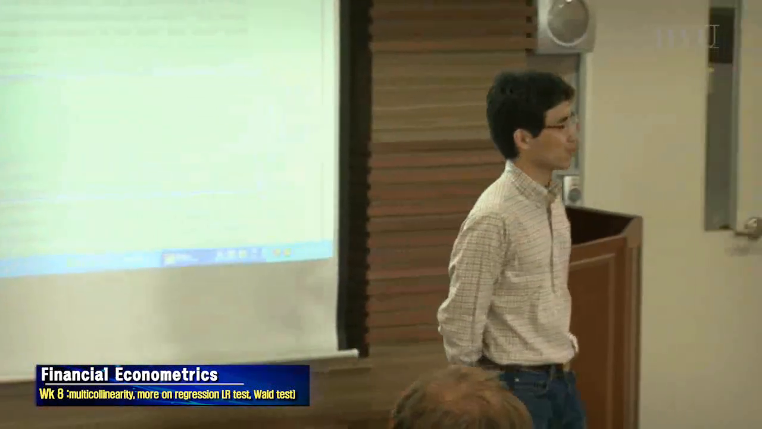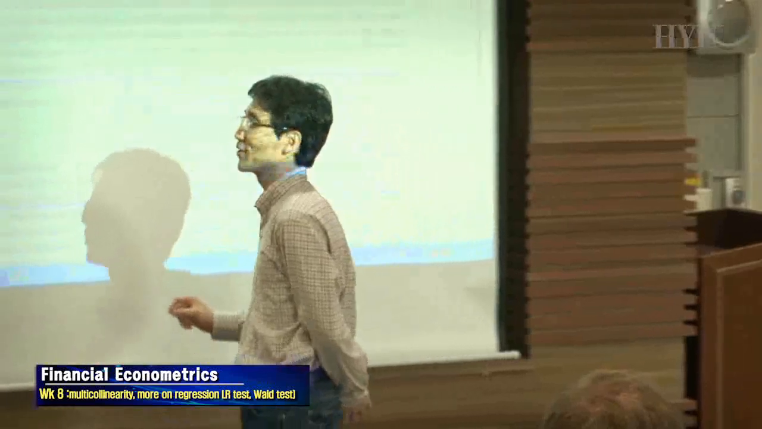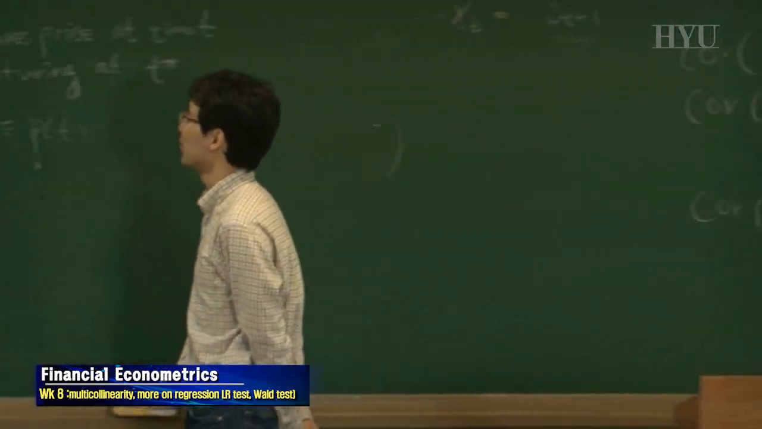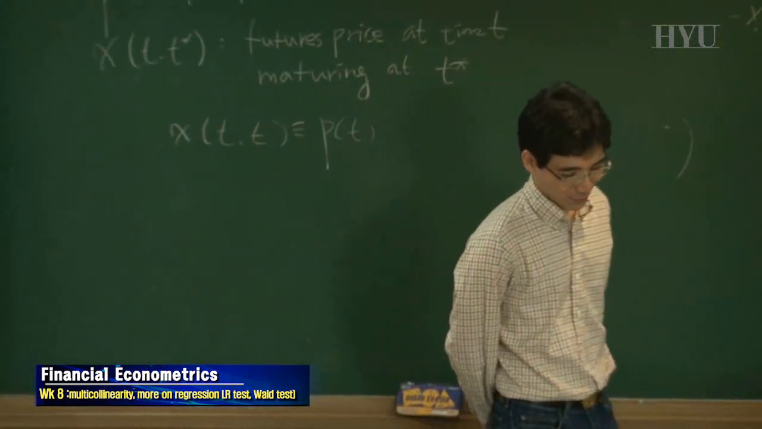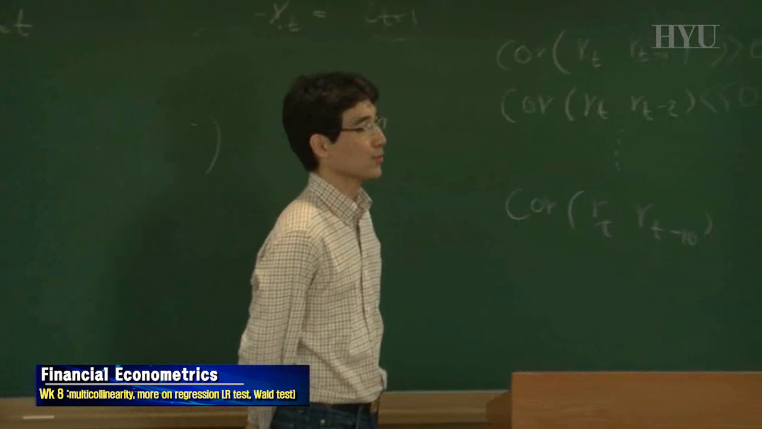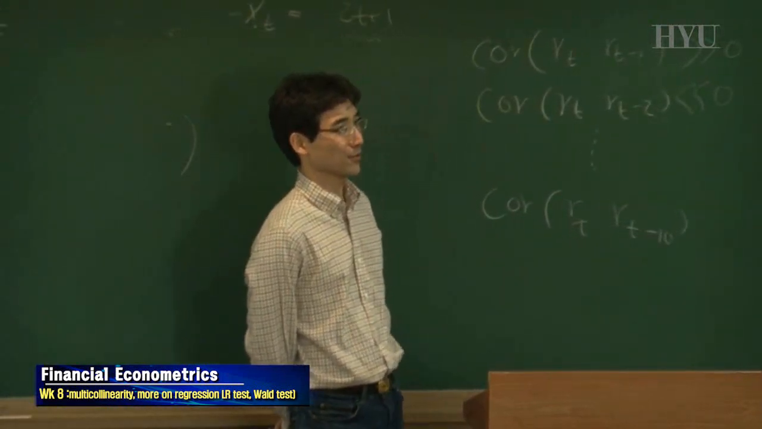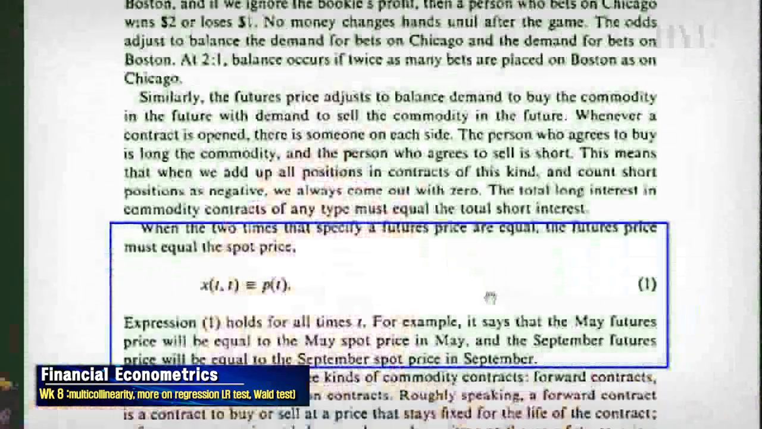You have no reason to purchase some asset right now at a price higher than the market price, right? So it is maturing right now. Therefore, when T and T star are equal, the futures price should be the spot price, which means the futures price will be equal to the spot price at maturity. So it is a very intuitive relationship.